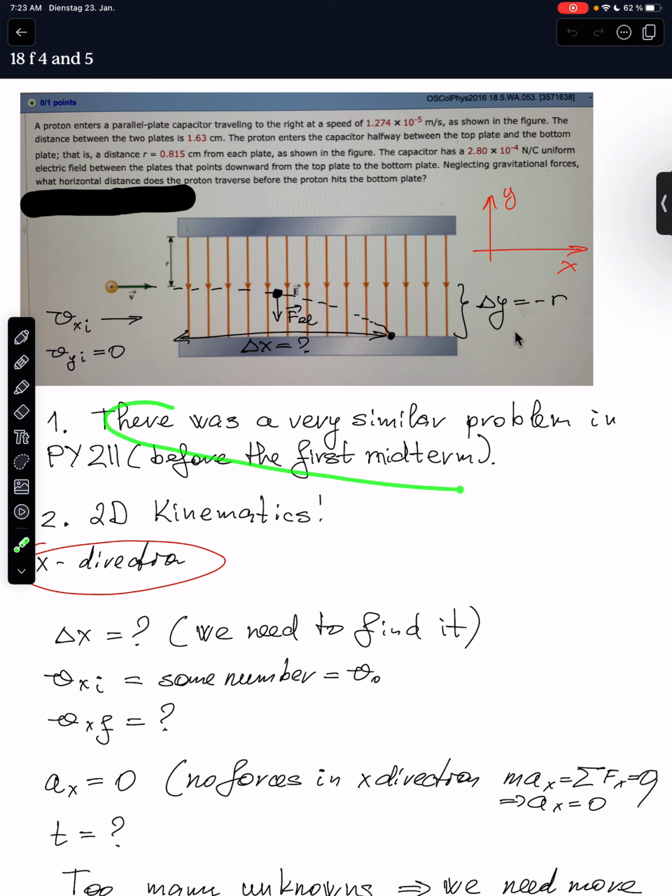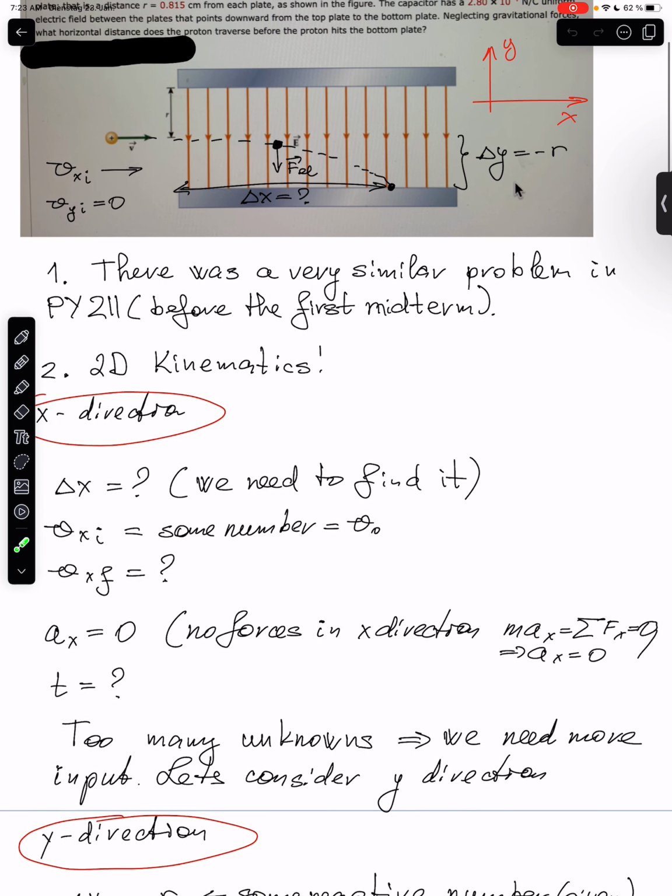So there was a very similar problem in Physics 211. As a matter of fact, I think you can also find a problem where you have a cannon, and the cannon releases a ball, and this ball goes up and goes down, eventually hits the ground, and you need to find how far this cannonball went. So this problem was in worked out examples, and you can find in this 212 problem, it was, I think, 0 something in worked out examples. But here we can recognize that this is 2D kinematics.